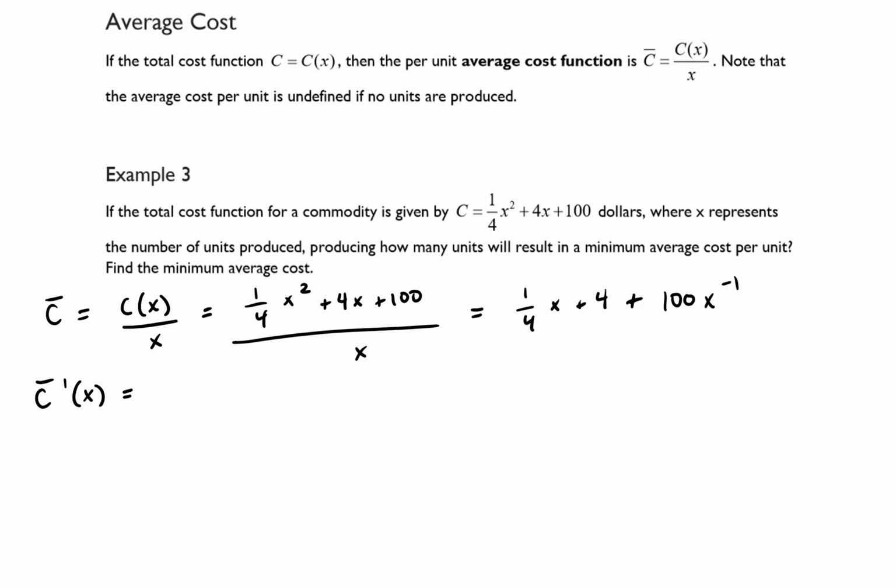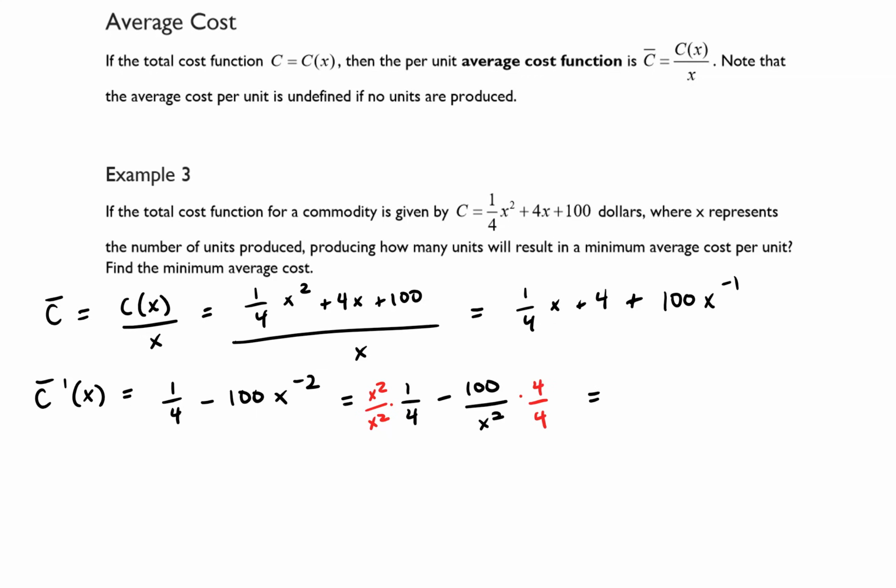We're taking the derivative of the average cost function, and that is going to be 1/4 plus, or actually minus, since we're bringing down the exponent, so minus 100x to the negative 2 power, and I'm going to go ahead and rewrite that as 1/4 minus 100 over x squared, and I want to combine that into one fraction, so I'm going to find a common denominator.